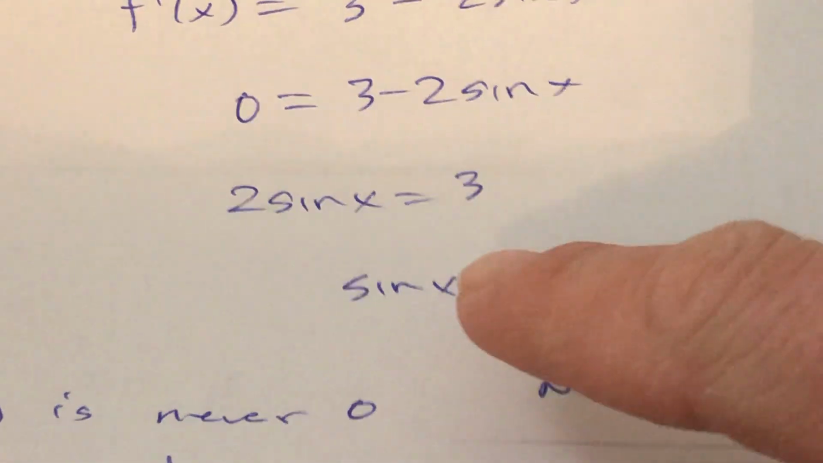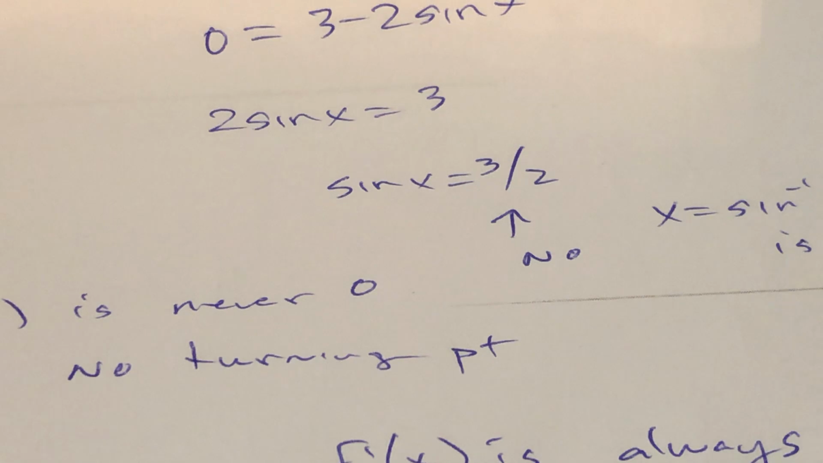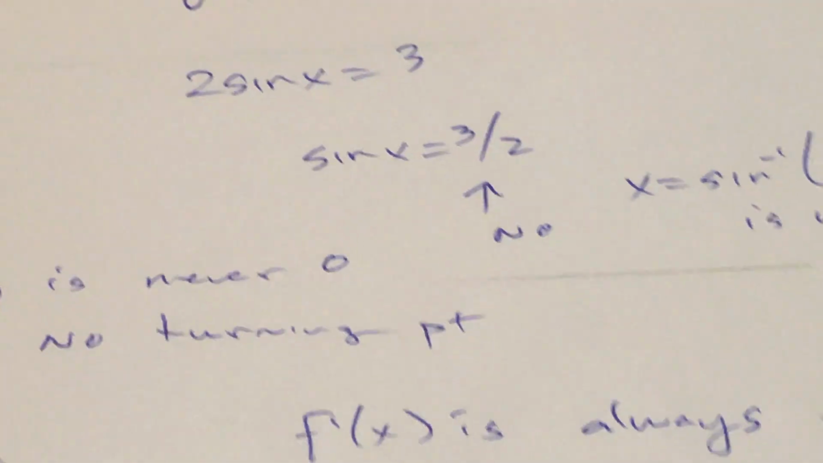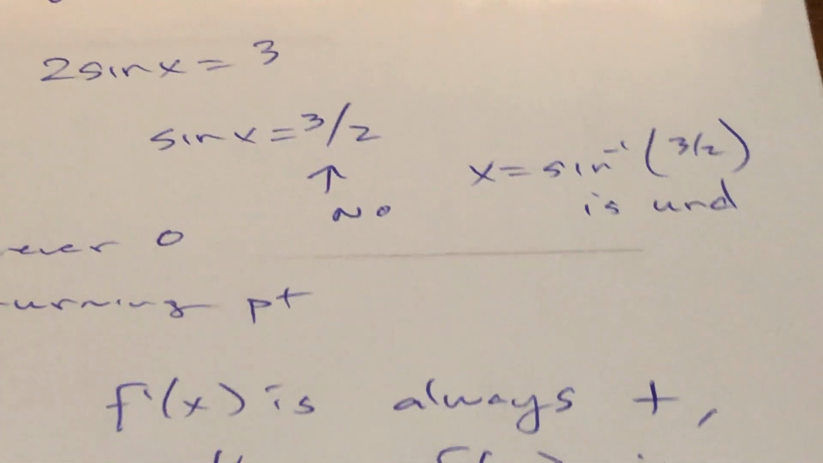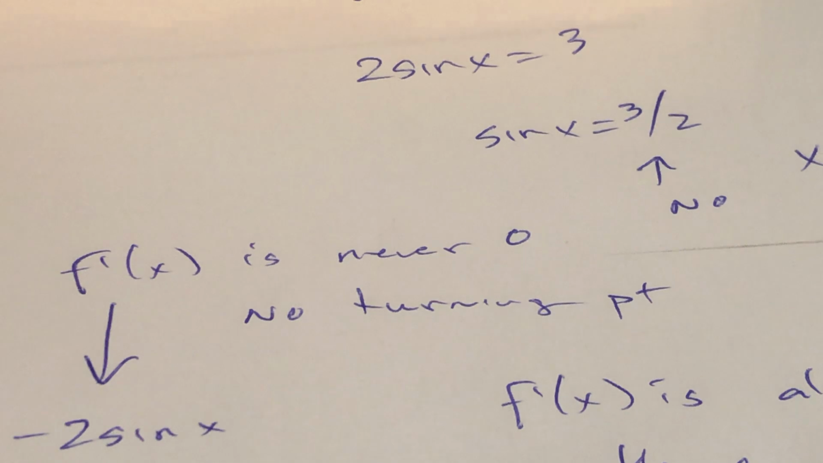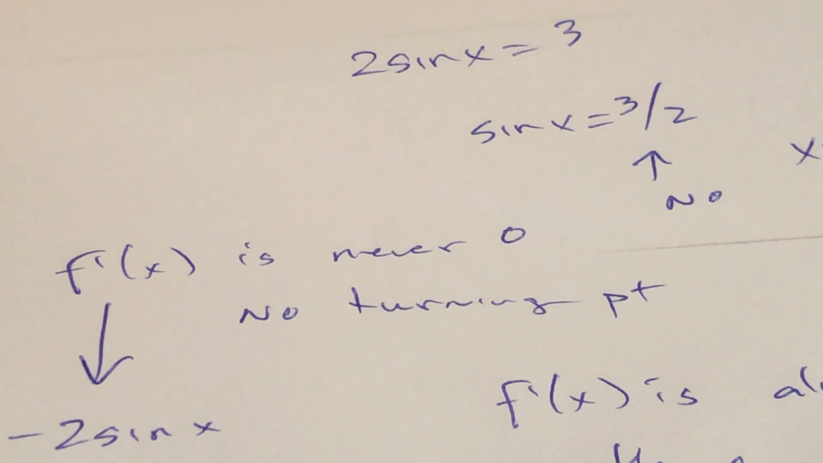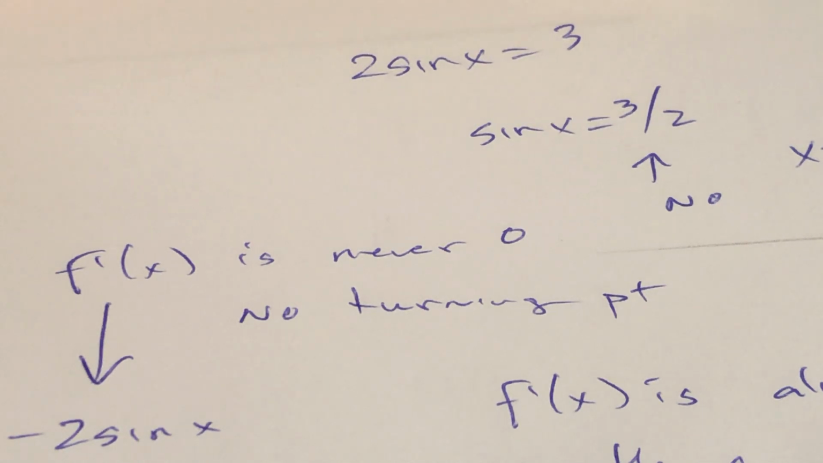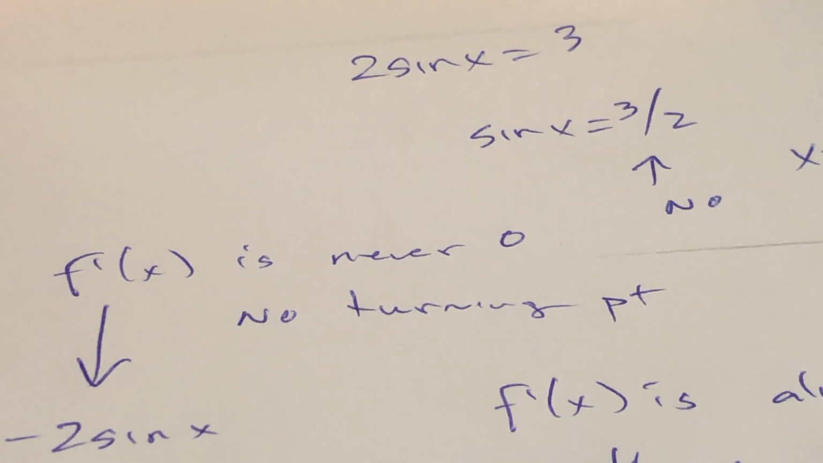And if you do that, if you try sine inverse of 3 over 2, it's going to say domain error, right? Because sine x, where in the unit circle do you have a sine ratio of 3 over 2? Never. So sine inverse of 3 over 2 is undefined. That can't happen, so the derivative can never be 0. If the derivative can never be 0, there's no turning point. So it's either only going up or only going down. If the derivative is never 0, it can only cross the x-axis once.